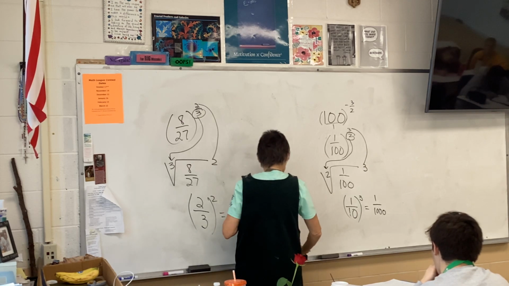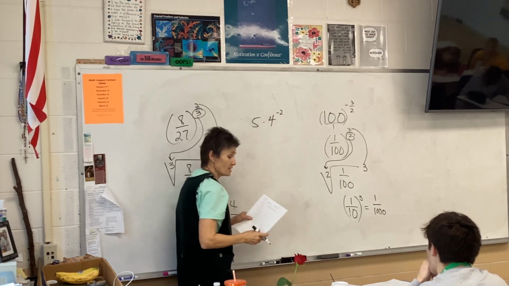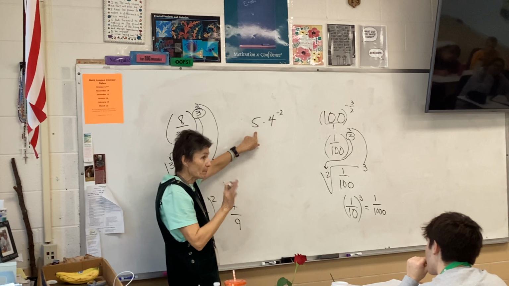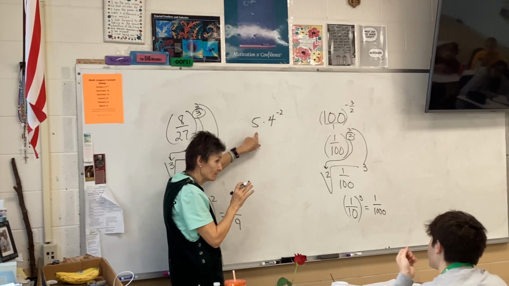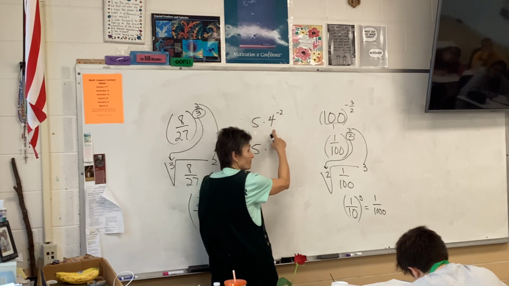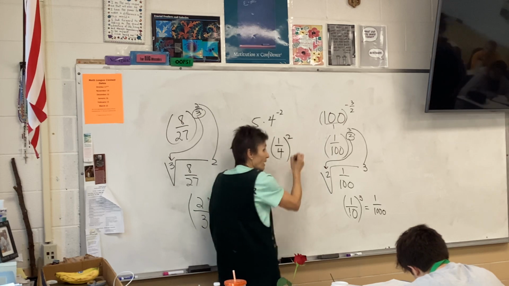5 times 4 to the negative second. Now, what we have to be aware of in this problem is that 5 right there, nothing happens to him. He stays 5. This one, however, becomes what? 1 over 4 squared.